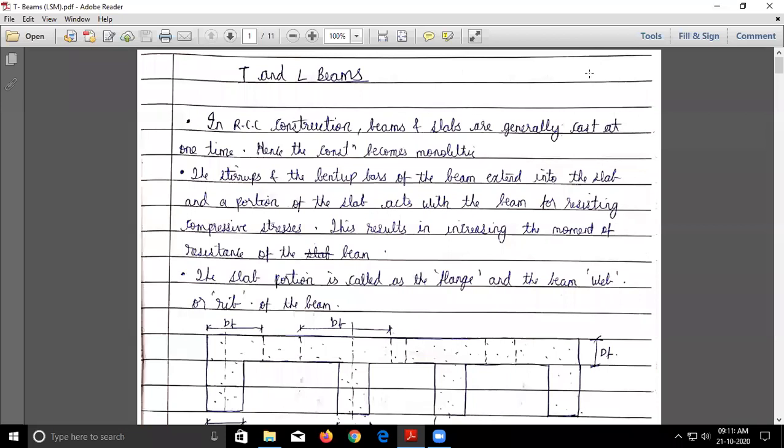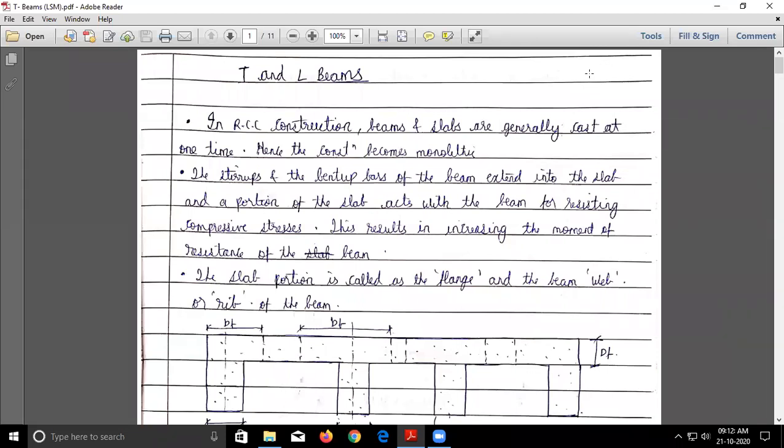So let us start with the topic, that is T and L beams. So far in the limit state method, we have done the introduction, the singly reinforced, and we have also done the doubly reinforced beams. After doing singly reinforced and doubly reinforced rectangular beams, we are going to start with T and L beams. So let us see what actually T and L beams are.